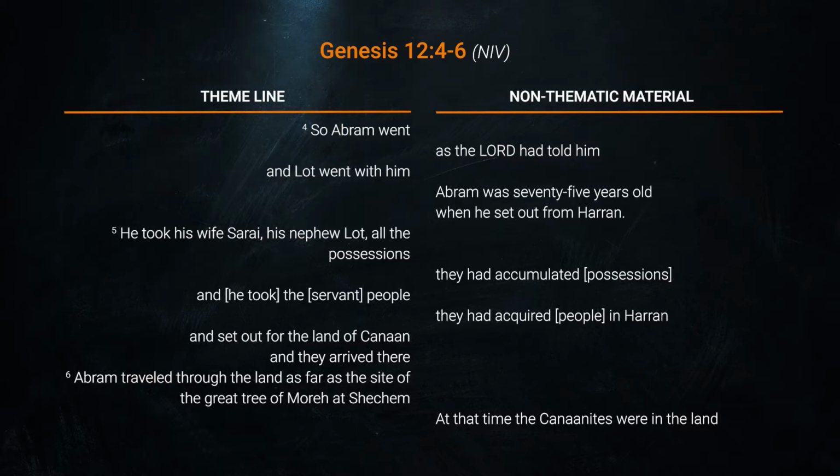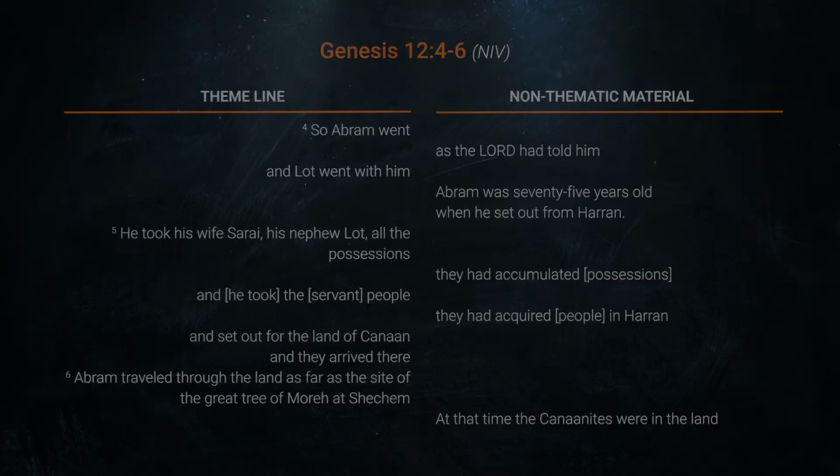Starting with verse 4. So Abram went as the Lord had told him, and Lot went with him. Abram was 75 years old when he set out from Haran. Verse 5, he took his wife Sarai, his nephew Lot, all the possessions they had accumulated, and he took the servant people they had acquired in Haran and set out for the land of Canaan and arrived there. Abram traveled through the land as far as the site of the great tree of Moreh at Shechem. At that time, the Canaanites were in the land.